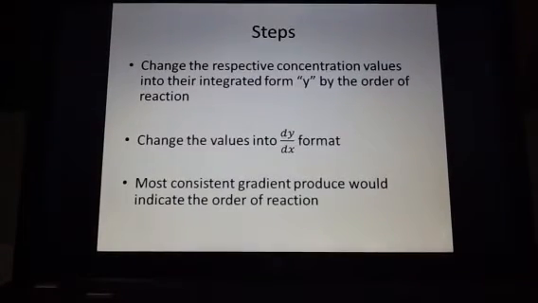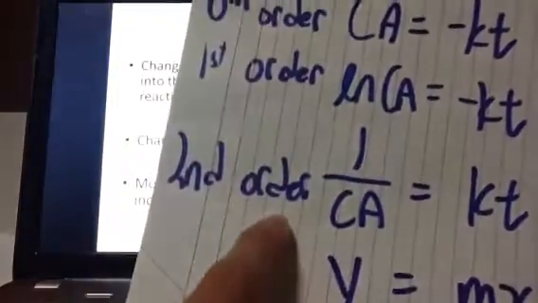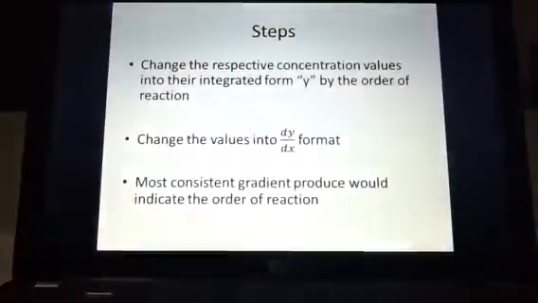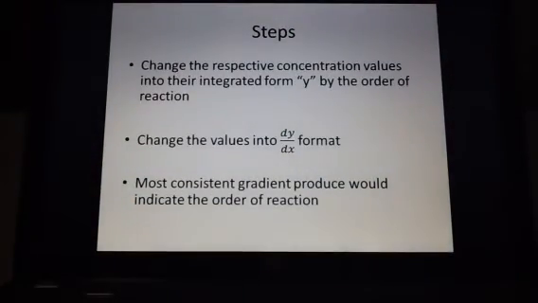So the steps to do it: we have to change the respective concentration values into their integrated form y by the order of reaction, which is basically these: Ca, ln Ca, 1 over Ca, depending on the order of reaction. Then we have to find the gradient, and we have to find the consistency of the gradient for a given set of values. I have done up a table for you to see. So yes, this is just a sketch. This is your concentration, your time, and your derived y values for your 0 order, first order, and second order.